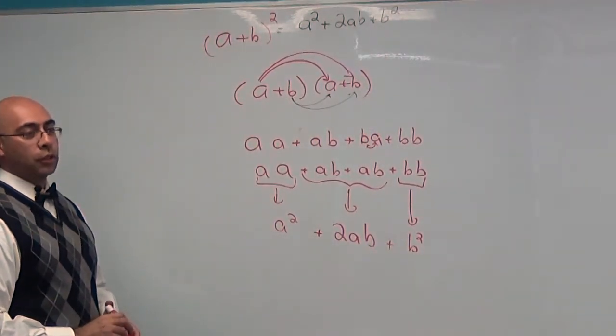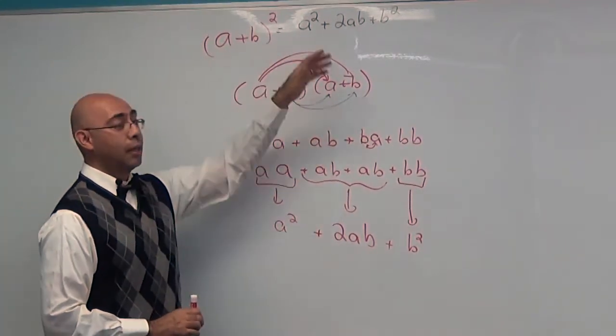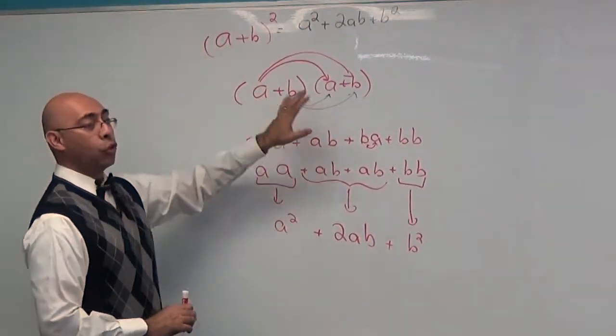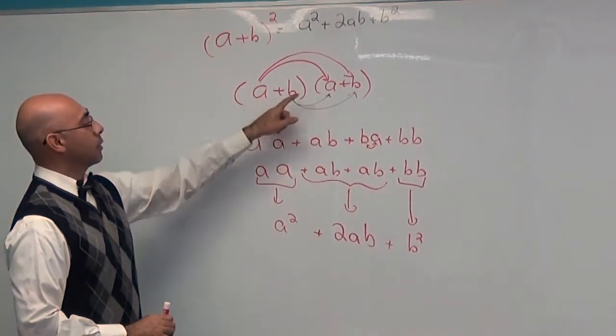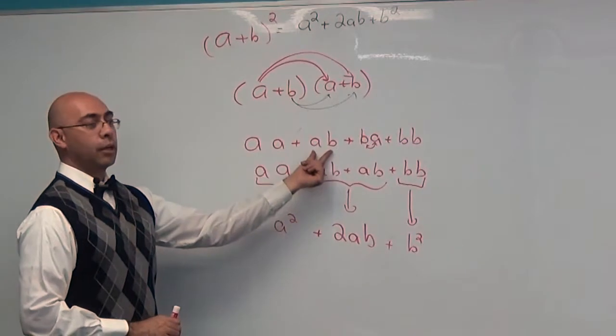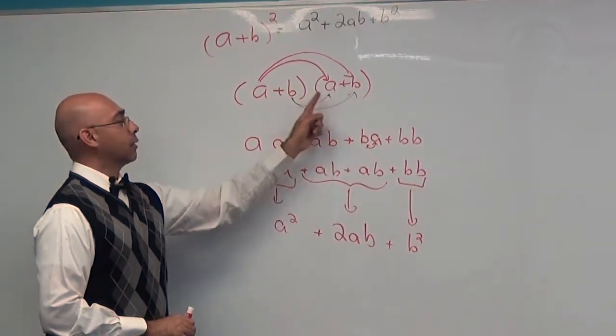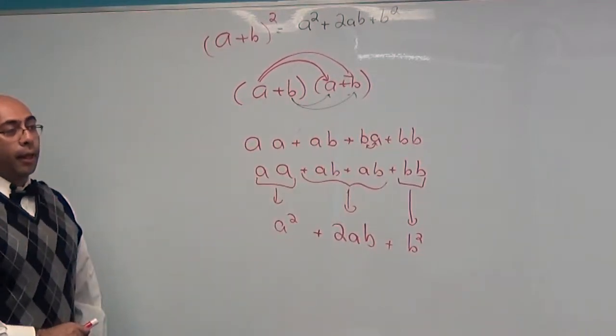So good old-fashioned 4th or 5th grade math can get you from this to this. All you need to do is be able to pay attention to what you're doing. This times this is right here. This times this is right here. This times this is right here. This times this is right there.